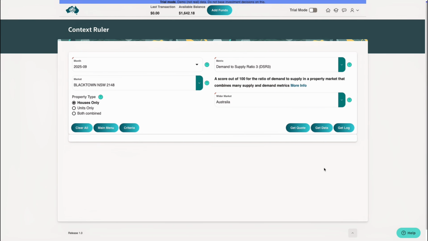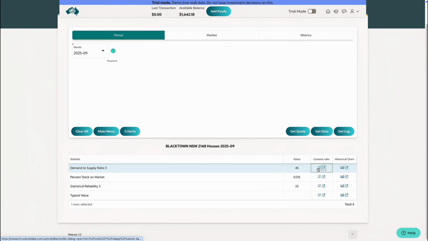The new tab will load the context ruler page. You can see that the fields of the context ruler have been automatically set to the market and metric from the Market Metrics page. You can adjust the settings and get a quote, or you can click Get Data and see the ruler for this market and metric. So the icon on the left shows the context ruler in a pop-up and debits your account immediately, while the icon on the right allows you to fiddle with criteria and get a quote.